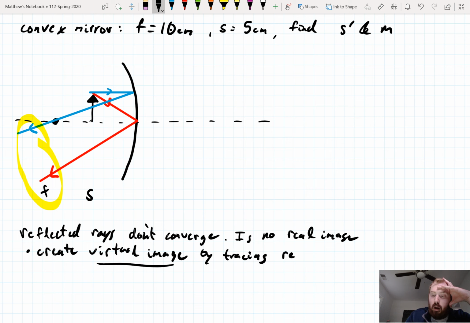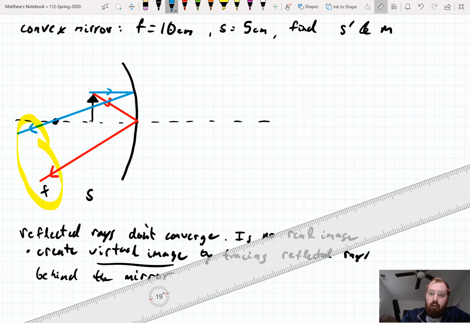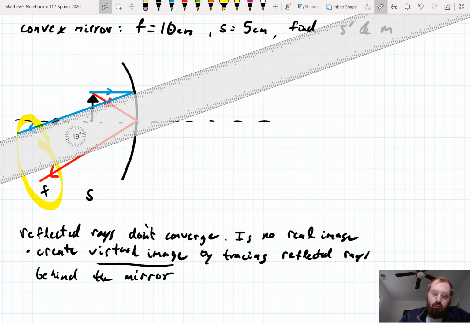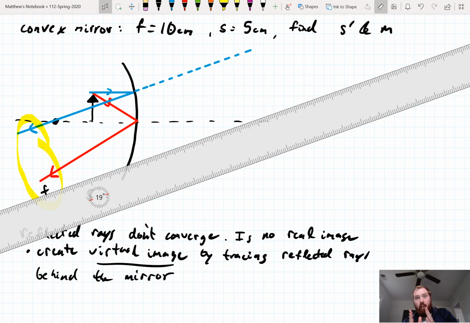By tracing the reflected rays behind the mirror. You trace back. You go back behind the mirror and see if they cross there. So let's bring our ruler back, and we start looking behind. And I'll use dashed lines because there are no physical rays there. We're just seeing the projections behind them.